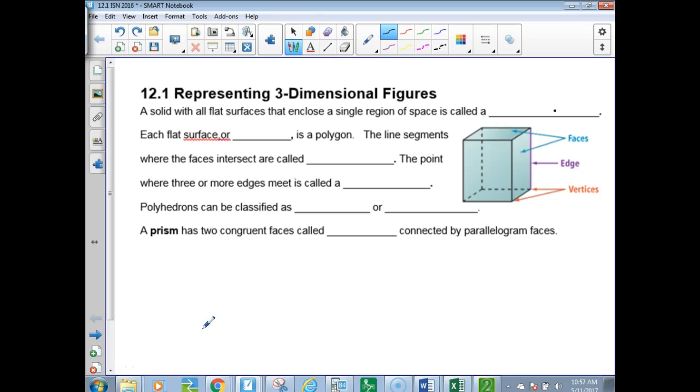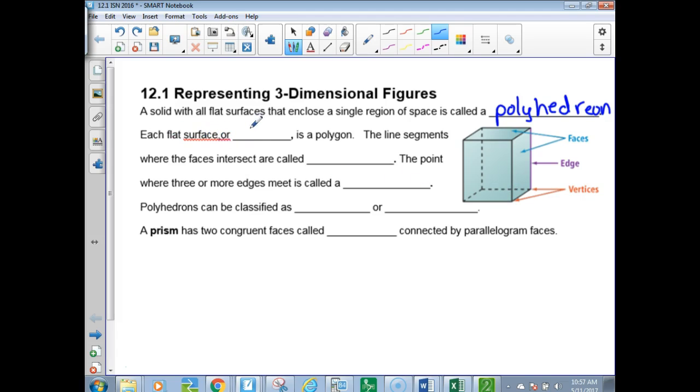Okay, we're starting today our last unit, which is in chapter 12, and it's on three-dimensional solids. A solid with all flat surfaces that encloses a single region of space is called a polyhedron. I almost spelled that wrong. Oh, and of course now my pen's going to start having a delayed reaction, so I'll just fix that for you. It's P-O-L-Y-H-E-D-R-O-N. You can call it polyhedra or polyhedron. Polyhedra is plural for polyhedron.